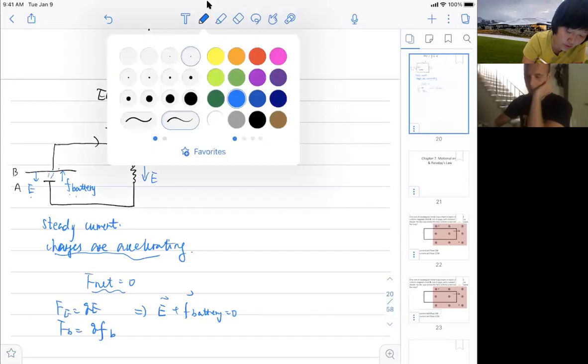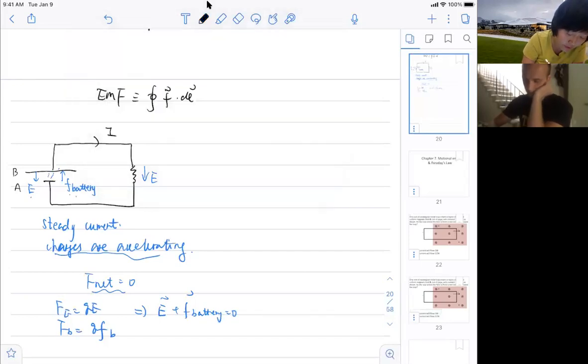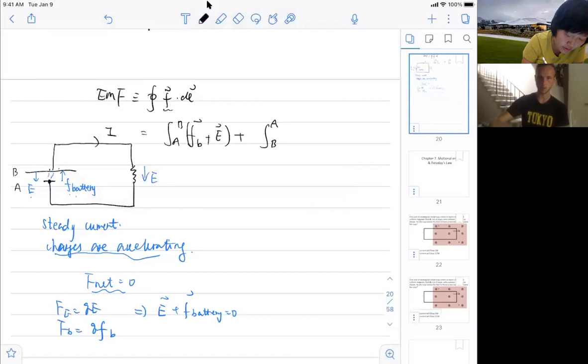Okay, so we'll go back to derive this EMF. When we do the line integral from point A to B, and then from B to A, going all the way around, from A to B the total force would be the force of the battery plus E, dl. From outside, the only force acting on the charges is the E field. So that's E dot dl.